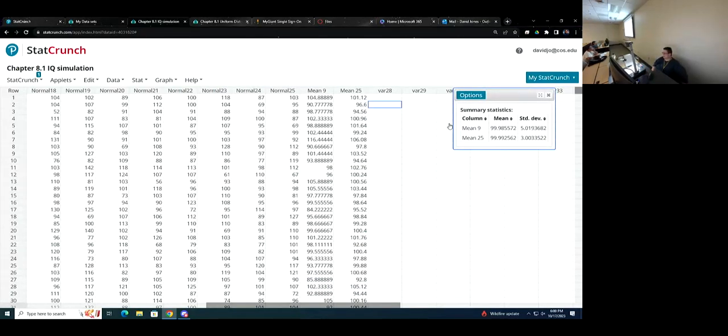And we can see that the mean for both is really, really close to 100, which is the population mean. And just like we predicted on paper, if you divide 15 by the square root of 9, you get 5. If you divide 15 by the square root of 25, you get 3. That's what the standard deviations are for these.